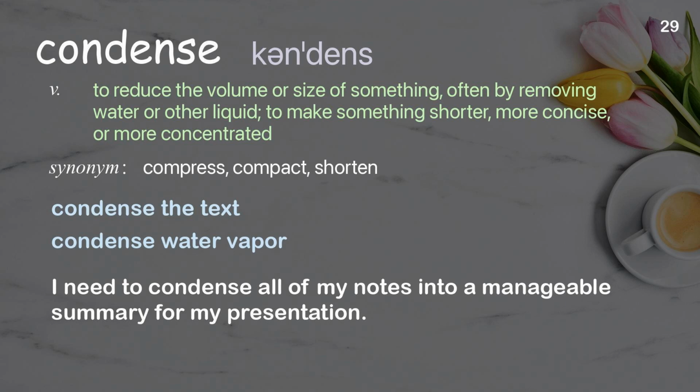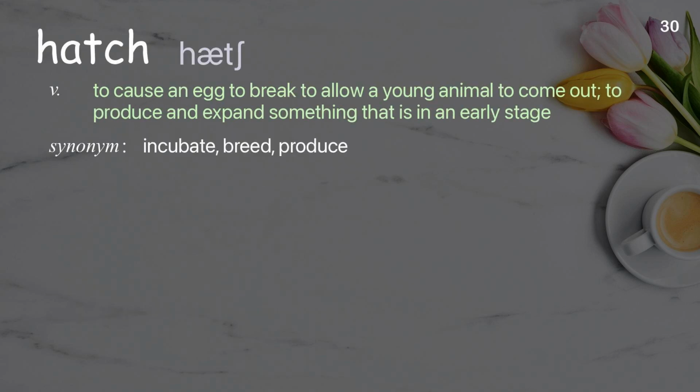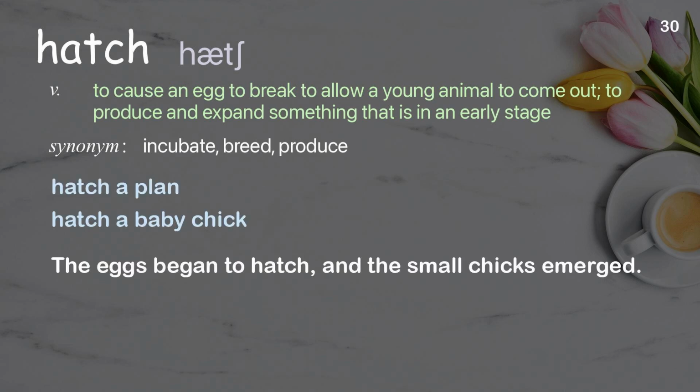Hatch. To cause an egg to break to allow a young animal to come out, to produce and expand something that is in an early stage. Examples: Hatch a plan. Hatch a baby chick. The eggs began to hatch, and the small chicks emerged.